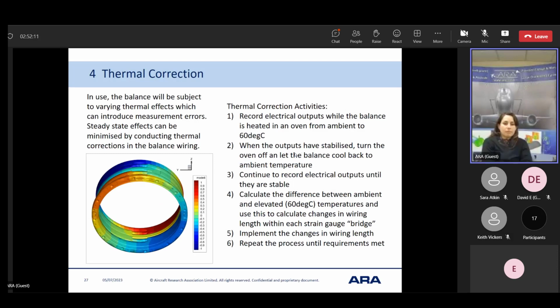We move on to the thermal correction. In use, the balance will be subject to varying thermal effects, which can introduce measurement errors. Steady state effects can be minimized by conducting thermal corrections in the balance wiring.